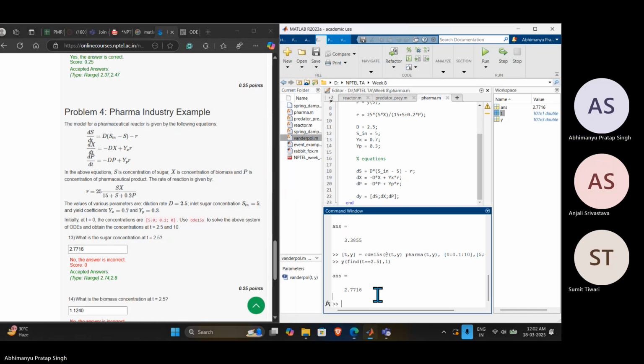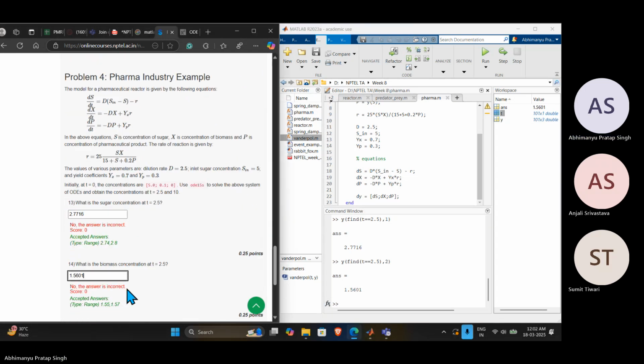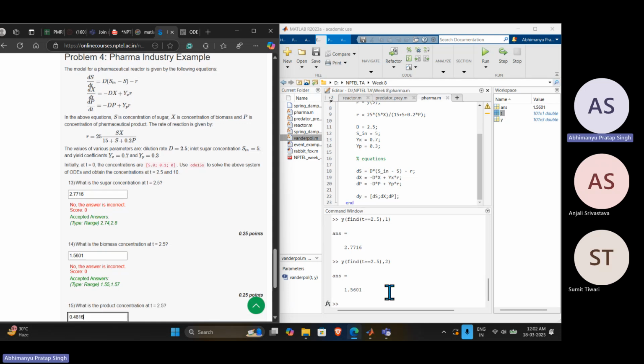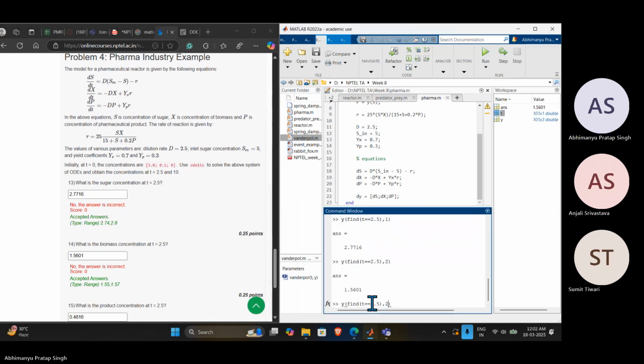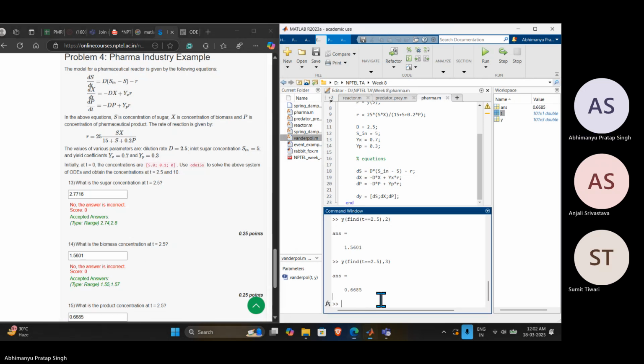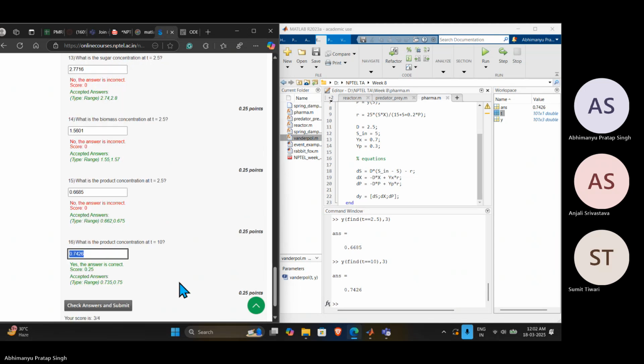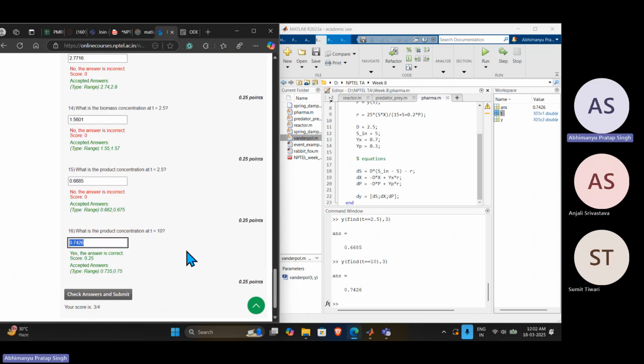2.7716. So you need to check your initial conditions properly. 601, and then the third one, 6685. Finally the fourth one. Yeah, so this is correct.